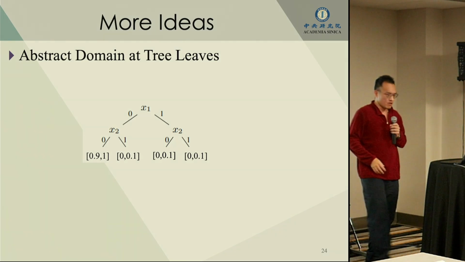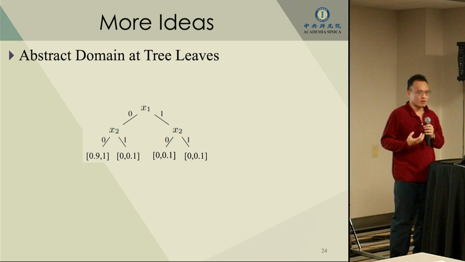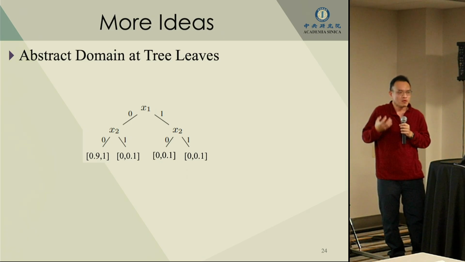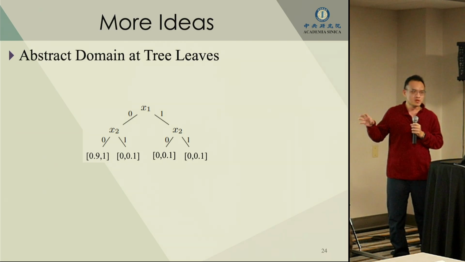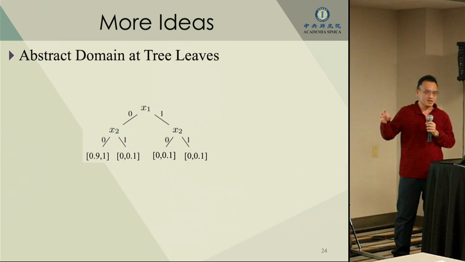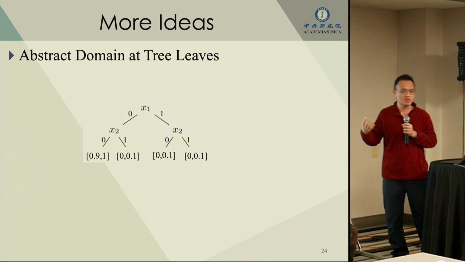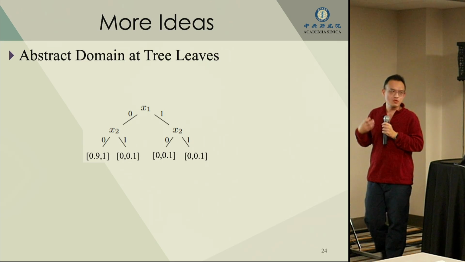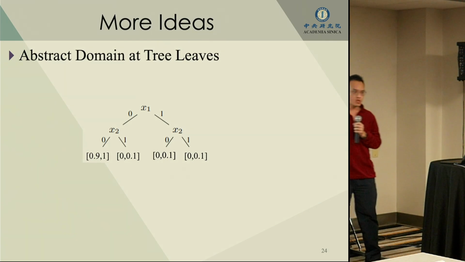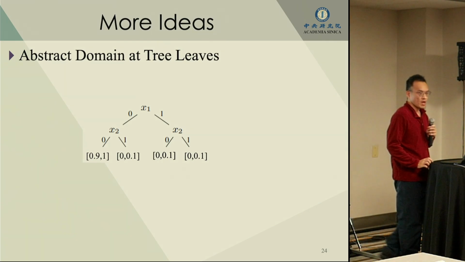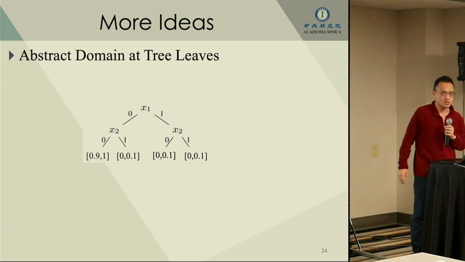Because if we don't have any abstraction, then everything we can do is what a classical computer can do, because we compute the exact value. So we can never go beyond things with quantum advantage. The only chance is that we do some kind of abstraction. And using abstract domain in the tree leaf is one thing that we are thinking of. We are not there yet, but I think this is full of potential.